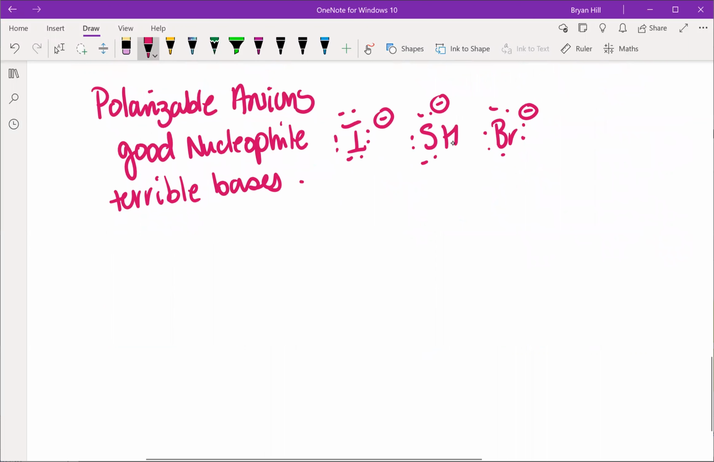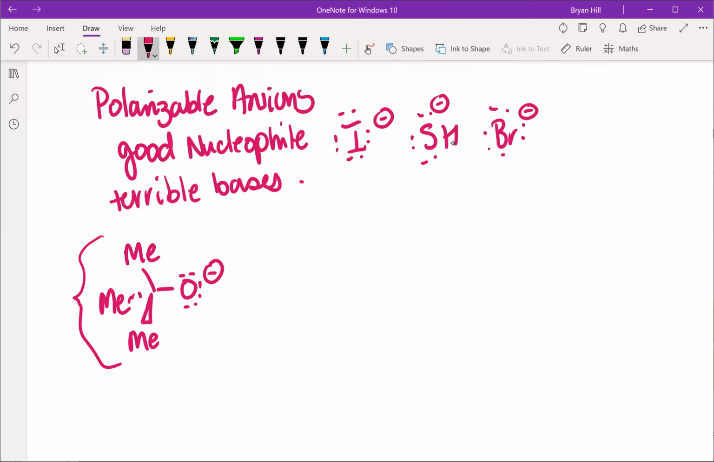The other one was that if you've got anions attached to bulky substituents, like tert-butoxide or tert-butyl lithium, these are very bulky molecules and they make terrible nucleophiles, because the negative charge needs to attack a nucleus, and they've got all this stuff in the way.